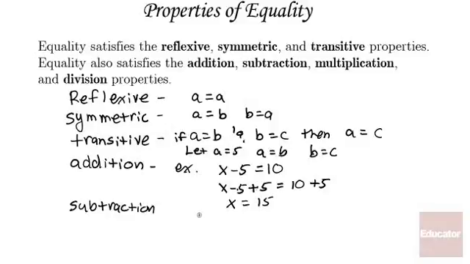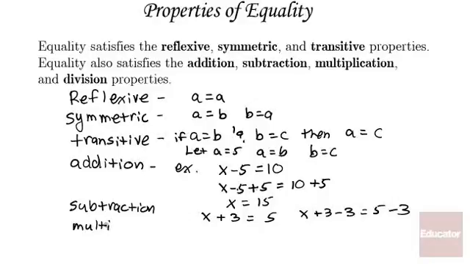Same idea: if I have an equation, x plus 3 equals 5, I can subtract 3 from both sides. I can subtract the same number from both sides, and the resulting equation is also true.